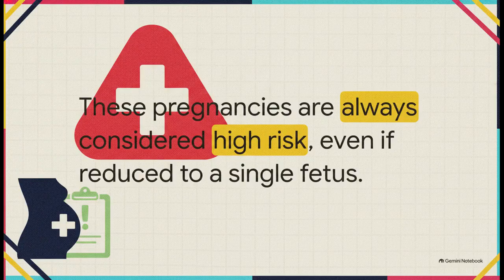And here is the crucial takeaway. These pregnancies are always considered high risk, period, even if they've been successfully reduced to a single fetus. When that patient eventually rolls into the delivery room to deliver her one newborn, the clinical team needs that O31.3 code to immediately flag that this case was originally a multiple gestation. The documentation absolutely must reflect that origin story. It's really about ensuring the highest standard of care for the patient.